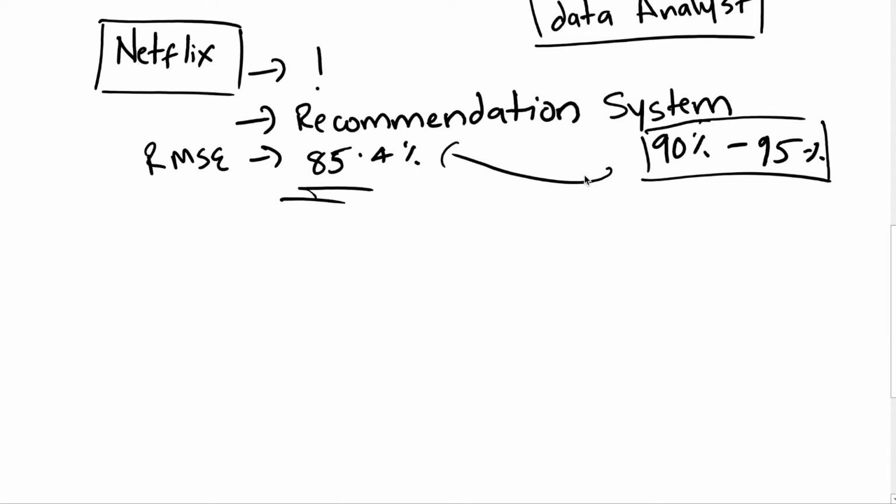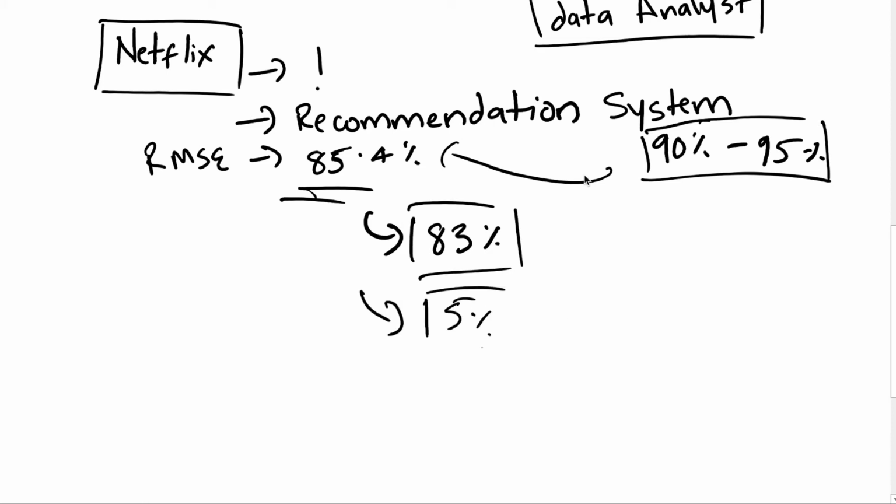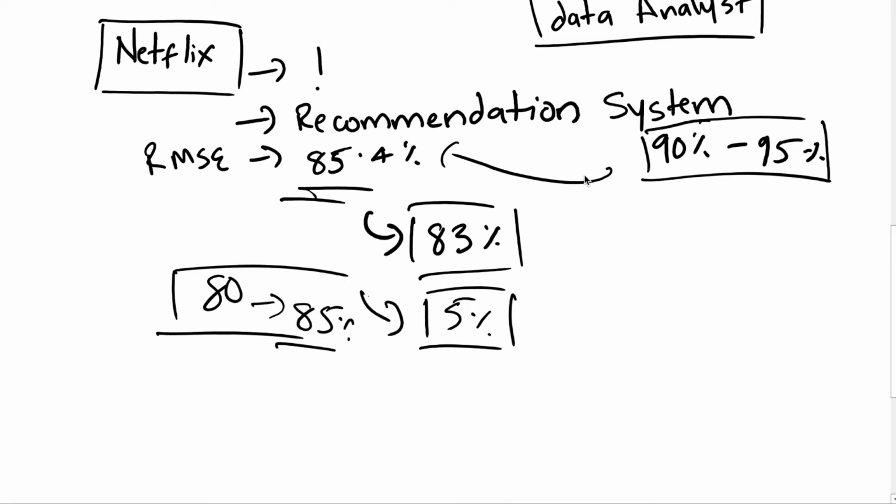Okay, now they have asked you to make a model or do something to reduce the error rate to, let's say, 83%. And they want to increase the overall accuracy of the model by, let's say, 5%. Let's say the current accuracy is 80%, they want to make the accuracy 85%, and they have hired you as a data analyst to work something out to build this particular model.